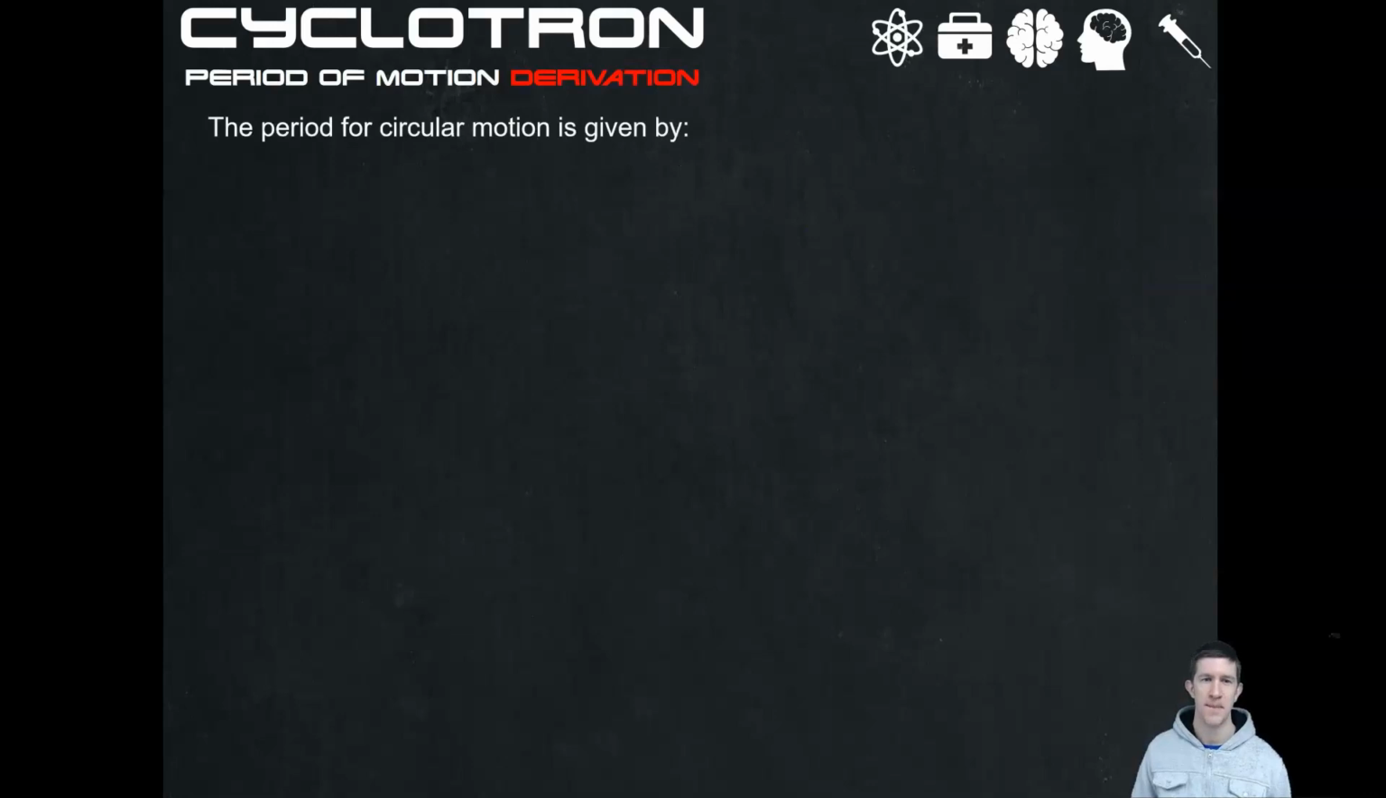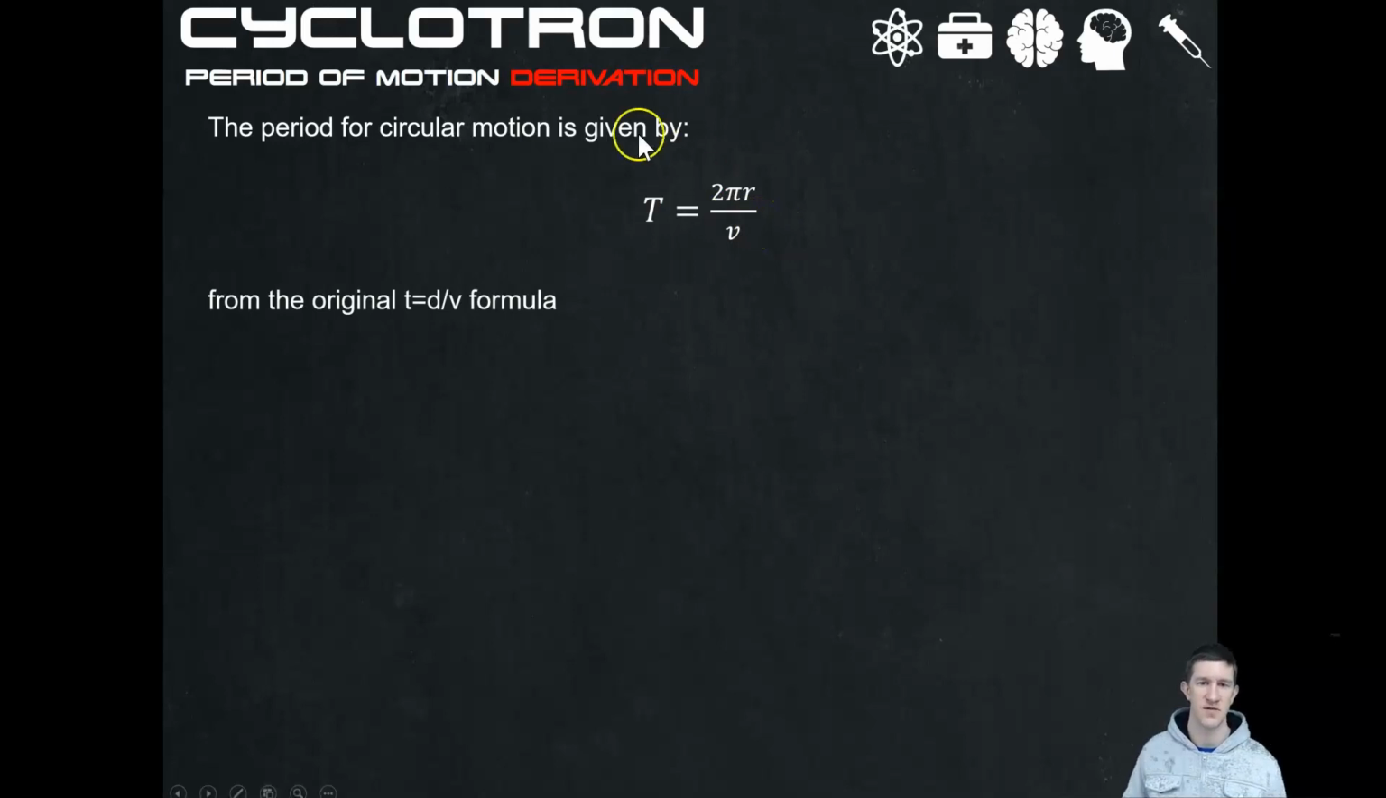If we're talking about the period for circular motion, it's given by 2πr over v. That's what we've talked about previously in UCM. It's the distance traveled divided by the speed that you're traveling at. This comes from the original time is equal to distance over velocity formula. It's the same concept, but we're traveling a circle, so distance is 2πr, the circumference, and velocity is just still plain old velocity.